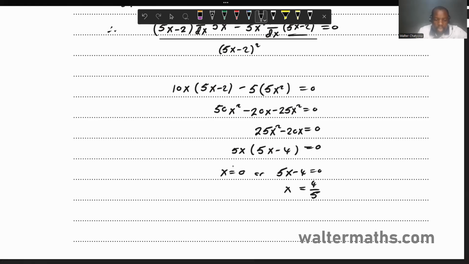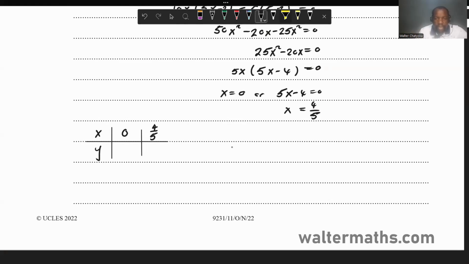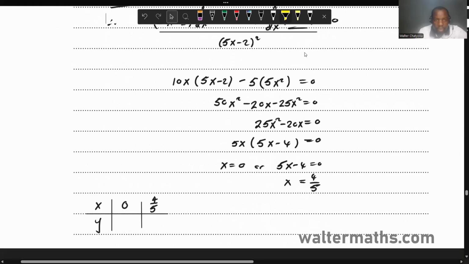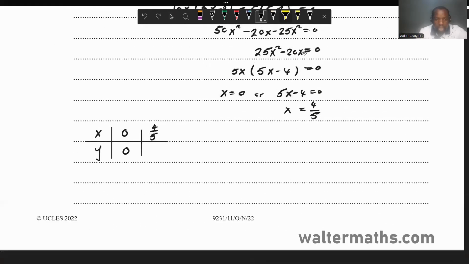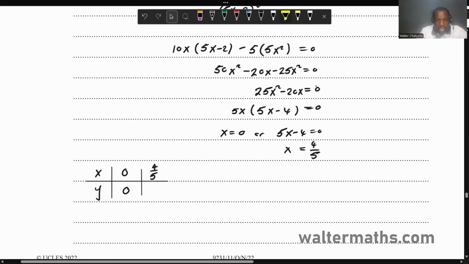All right. So these are the two possible values of x. We're saying here we have x and y, and x can be 0 or 4/5. When x is 0, substituting that into this equation, we get that y will be 0. So 0 here. And when x is 4/5, we get y to be 8/5. So 8/5 here. Therefore, the coordinates of the stationary points are (0, 0) and (4/5, 8/5). That's the answer here. Let's move on to the next part.